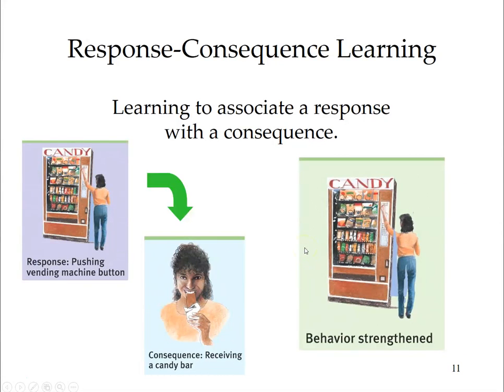Response-consequence learning is to associate the response with a consequence. The response of pushing a vending machine button, just for the sake of pushing it, and every once in a while you might get a candy bar, and so there you go. The behavior is strengthened. Back in the day, there used to be these things called payphones on the walls, and oftentimes you would see people going through the payphones, reaching into the coin slots all the time. The coin slots are usually empty, but on occasion somebody would learn that as long as they checked it, every once in a while they might get a quarter in the coin slot, because sometimes people forget to take their change with them.